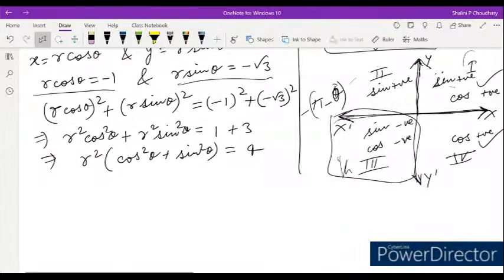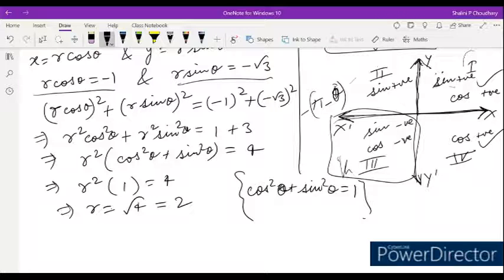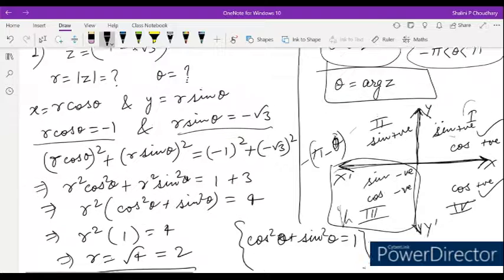And as we all know, cos square theta plus sin square theta is equal to 1. We know that, so we'll use that formula here. It means r square into 1 will be equal to 4. It means r will be equal to the square root of 4, and that will be equal to 2. So we got the value of r, r is equal to 2. Now we have to find out the value of theta.